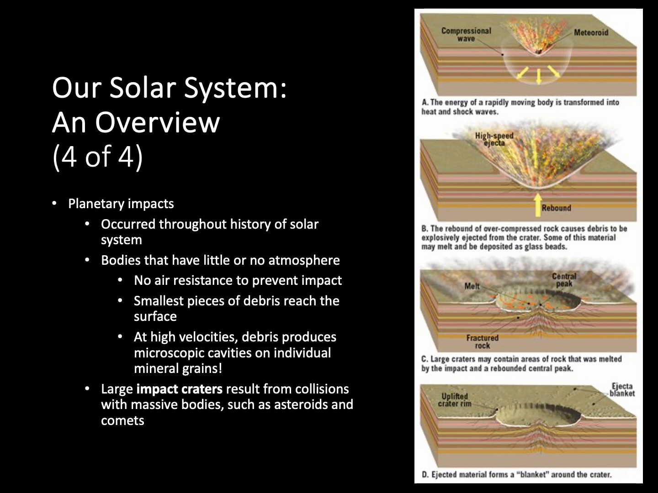But regardless of whether or not we have an atmosphere, if we have an object that's large enough, whenever it hits the surface, it can create impact craters. It's just going to be this large depression where something like an asteroid or a comet was actually able to hit the surface.